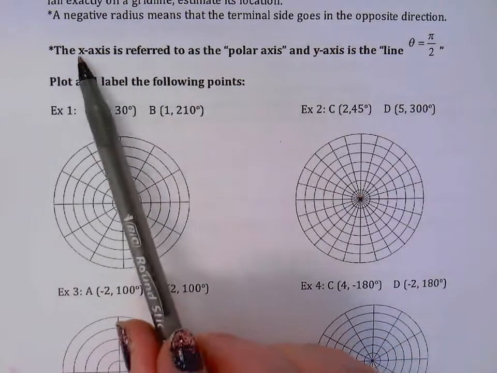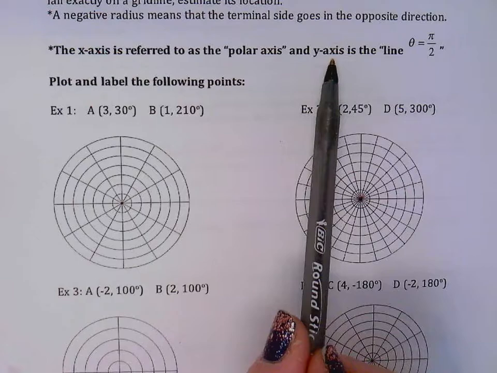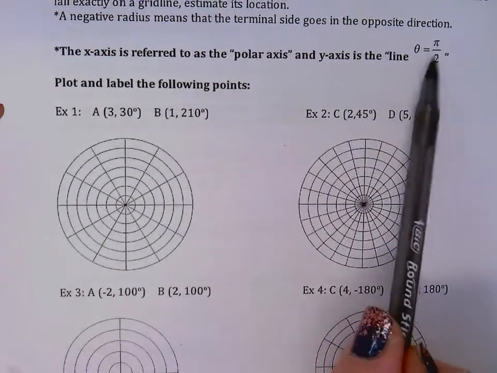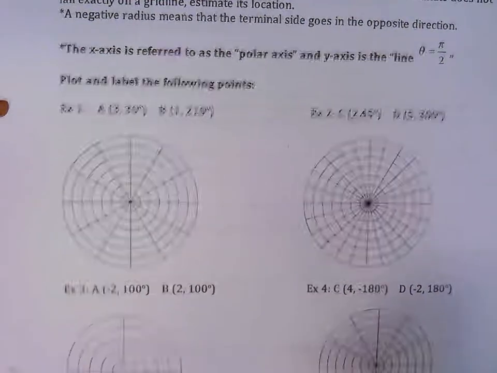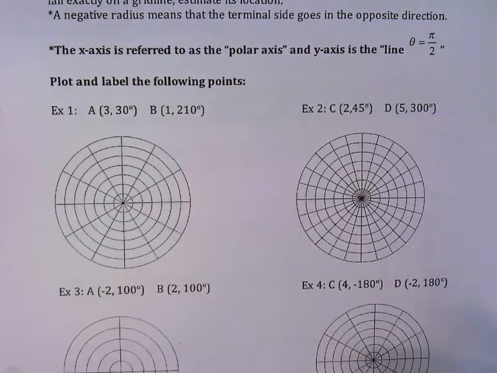So that's the fancy word for polar. Instead of calling it the x and y axis, that doesn't really make sense because we don't have x and y coordinates. They call it the polar axis and the line theta equals pi over 2 because it fits their coordinates better. I don't really care that you know these words, but it's vocabulary to be aware of.